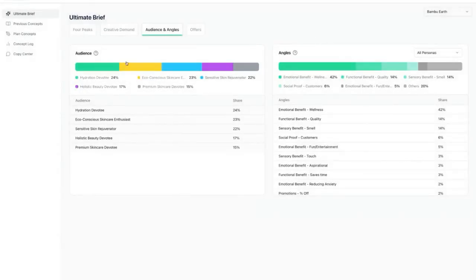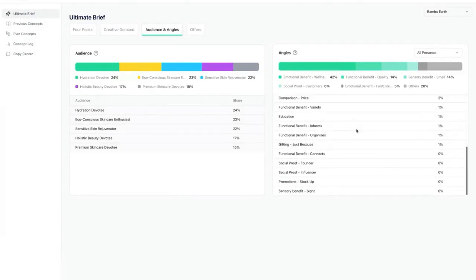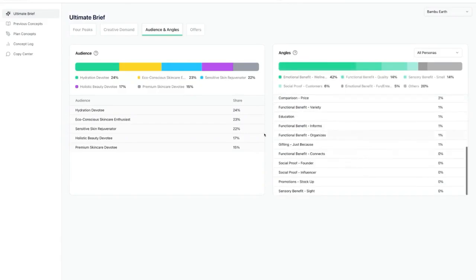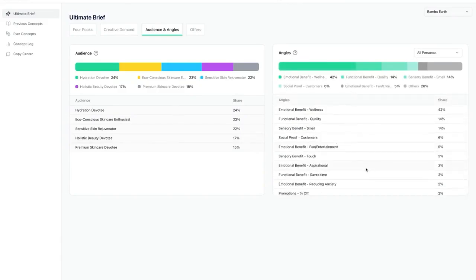And then not only does it give me audience, but it also shows me the actual benefit statement that these individual people care about. So this is looking at the emotional benefit or the angle. We would call it the why. Why does someone care about the product? And what do all of Bamboo Earth's customers care about?